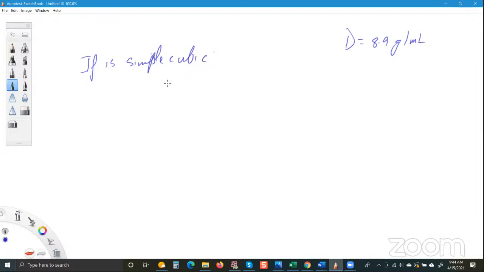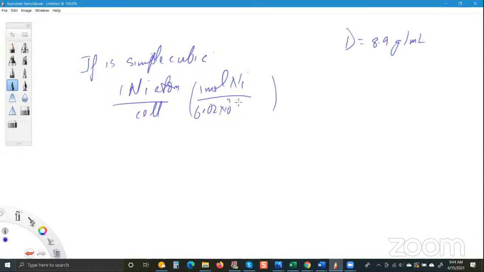then we know, based on what we did in the first example, that the number of atoms per unit cell is 1 atom, in this case a nickel atom, per cell, all right? If it is simple cubic. So again, we go through the steps as we did before. We find a mole, so 1 mole of nickel, go up top, and Avogadro's number goes down here, 6.022 times 10 to the 23 nickel atoms.